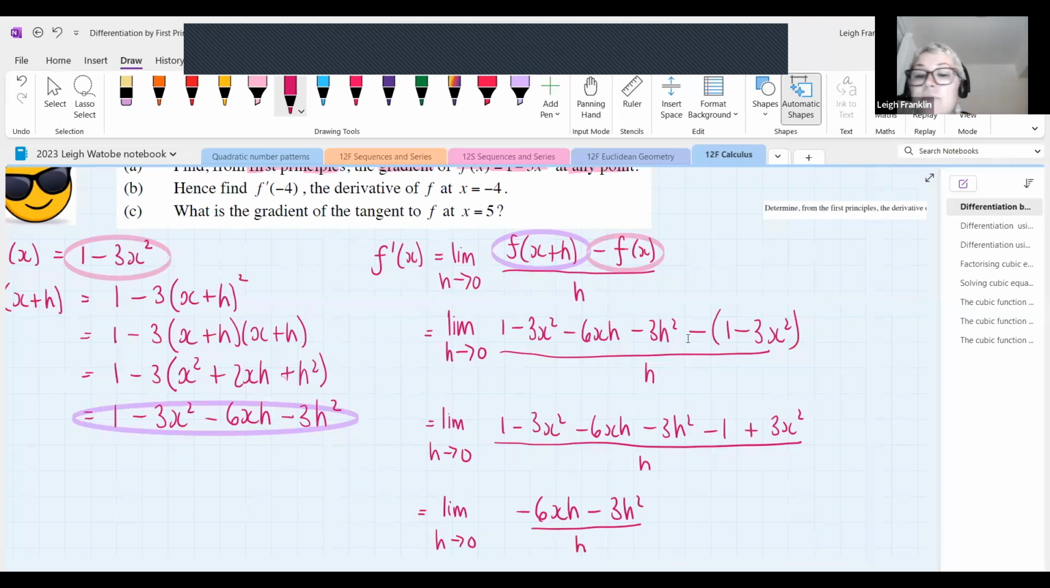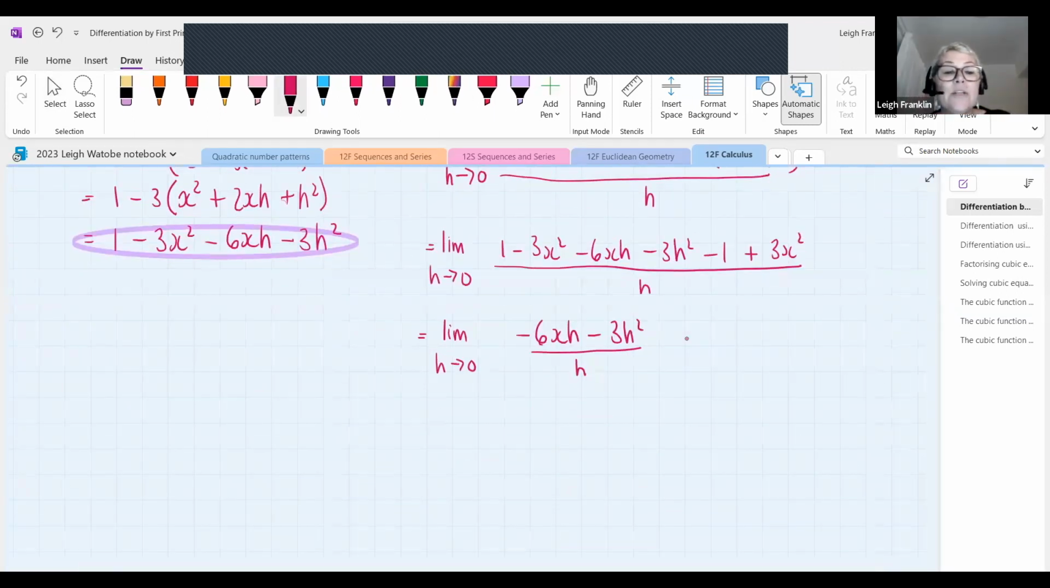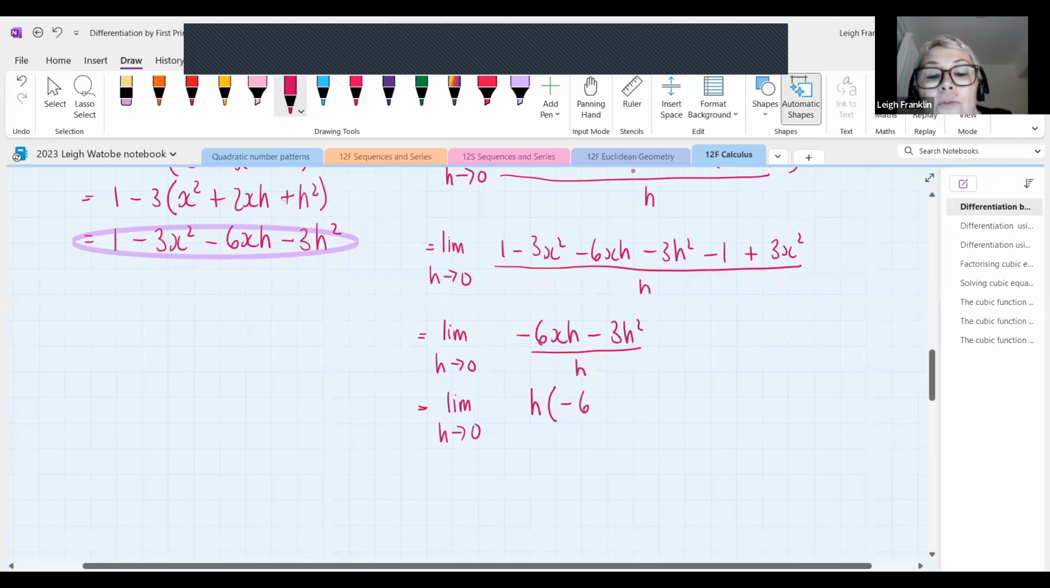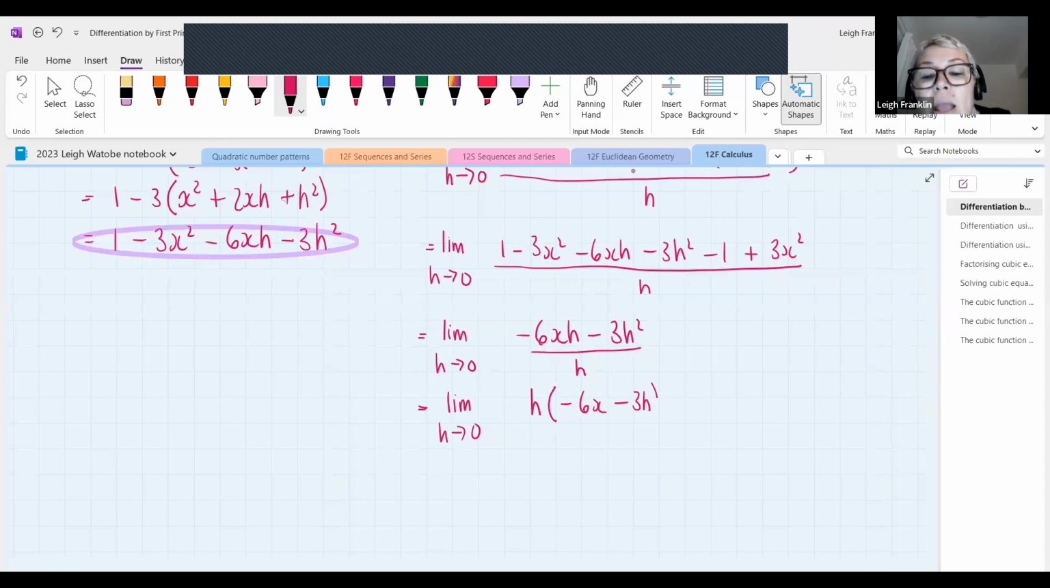And now this is the really clever part. In order to get around my denominator being 0, factorization comes to the rescue. So yes, Linda, we are going to take out h. We're going to be left with minus 6x minus 3h over h. My h divided by h is now going to cancel. Right, so what I am left with is my limit as h tends to 0 of minus 6x minus 3h.